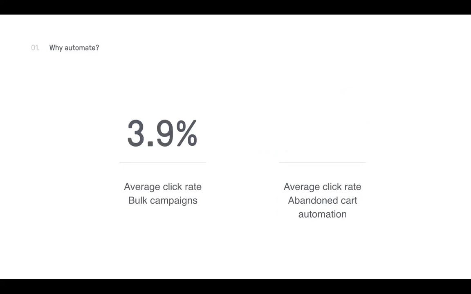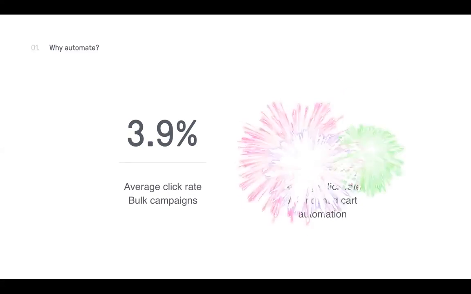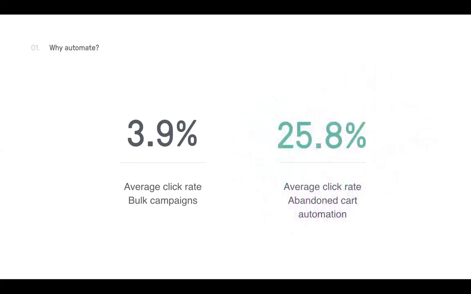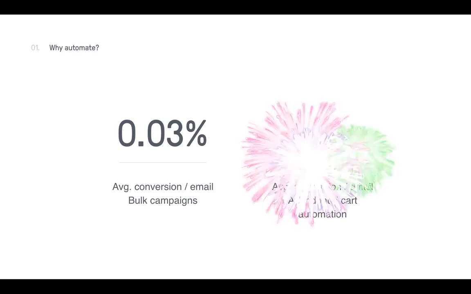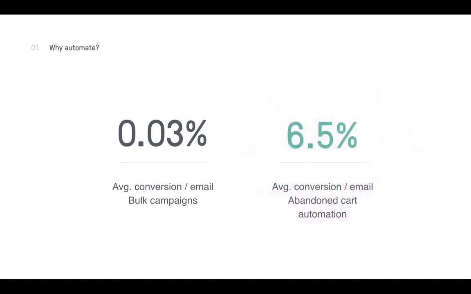Next thing, if we look at click rates, it's the same story again. You're getting 25.8 instead of 3.9%. So it's like six times higher than that. And then, of course, we're interested in conversions. So it also replicates over there as well. 0.03% as an average conversion per email sent as a bulk campaign compared to what you get on abandoned cart automation, and it's 6.5%.